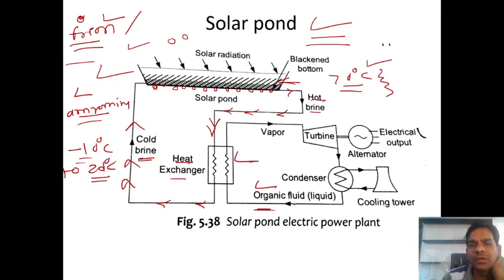So this cold organic fluid enters inside the heat exchanger and there is an exchange of heat, and this organic fluid is converted into vapor form. Because this hot brine is at 70 degrees, and this organic fluid vaporizes at 20 degrees Celsius. So the heat is exchanged from the hot brine to the organic fluid indirectly, not directly, and it converts into vapor form. This is another closed cycle.